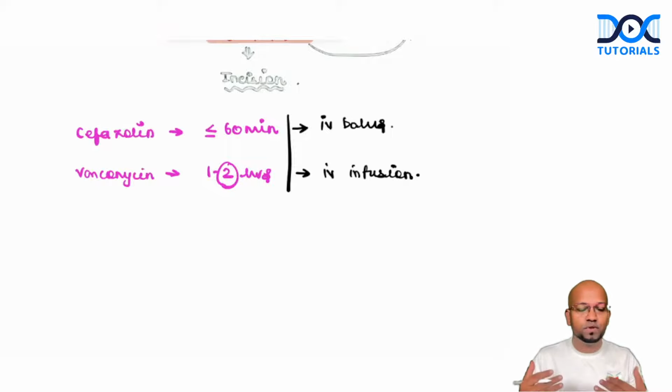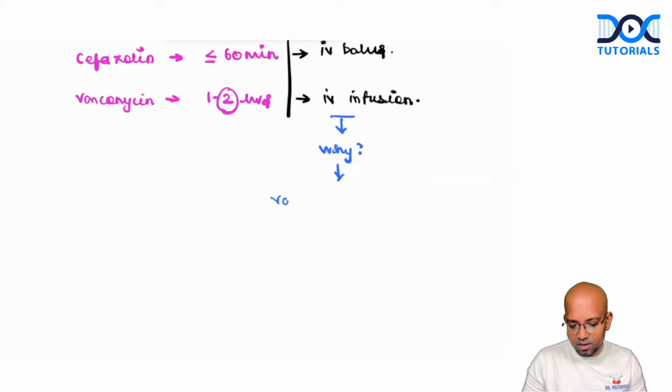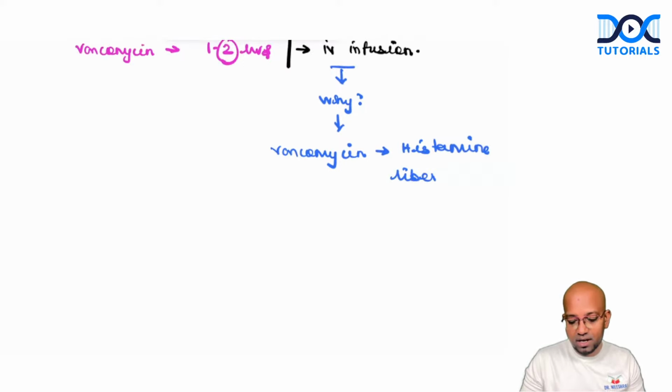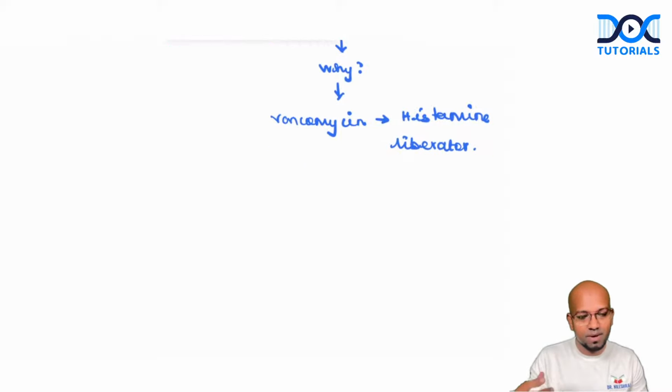The second question again will be why. Why is cefazolin administered as an IV bolus, whereas vancomycin is administered as an IV infusion? We'll go to the next why conundrum. Why is this happening? It's because vancomycin is a histamine liberator agent. Liberator means it will release or increase the release of histamine from the stored mast cells. As we know, histamine is stored in the mast cells. Whenever you administer vancomycin, it will increase the release of histamine from the mast cells.